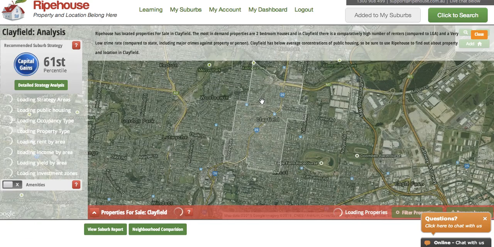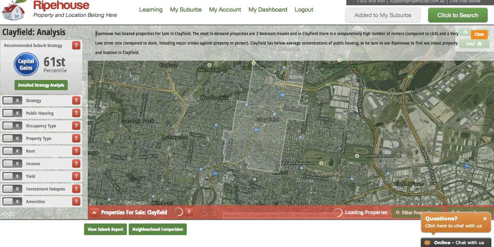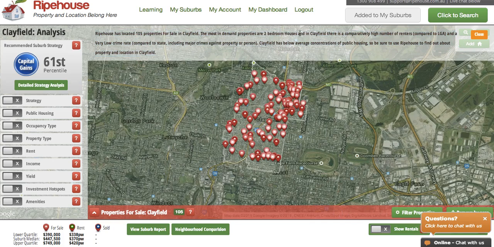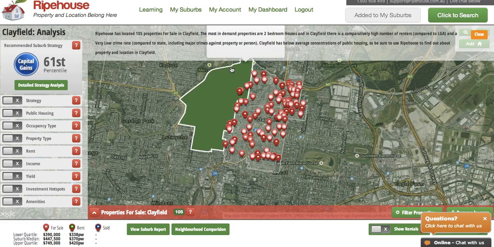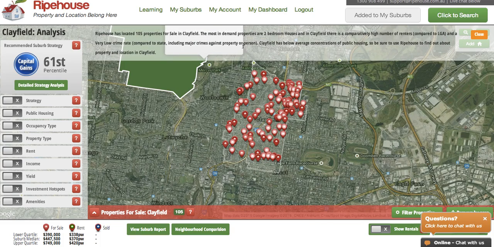There's a lot of information that's happening on this page. So really quick starting point, let's look at the blurb here for the suburb. The most in-demand properties, 2-bedroom houses. So 2 bedrooms, the most popular houses are the most popular type of property. High number of renters compared to the local government area. Very low crime. Below average concentrations of public housing. So it's a really quick feel for the suburb.